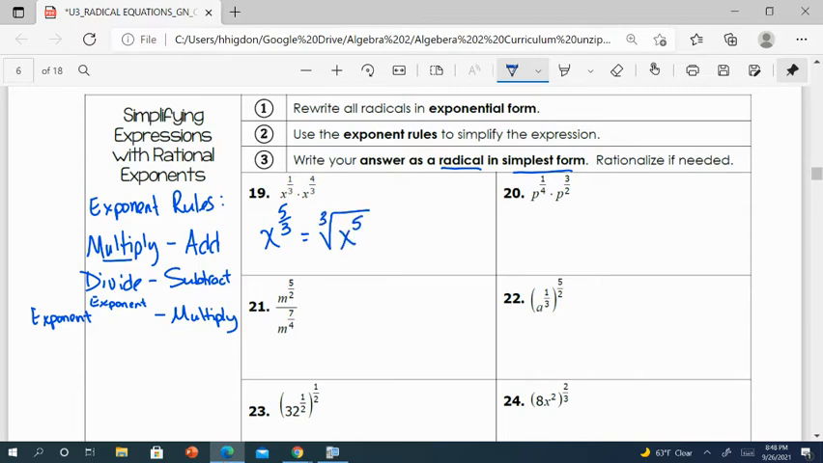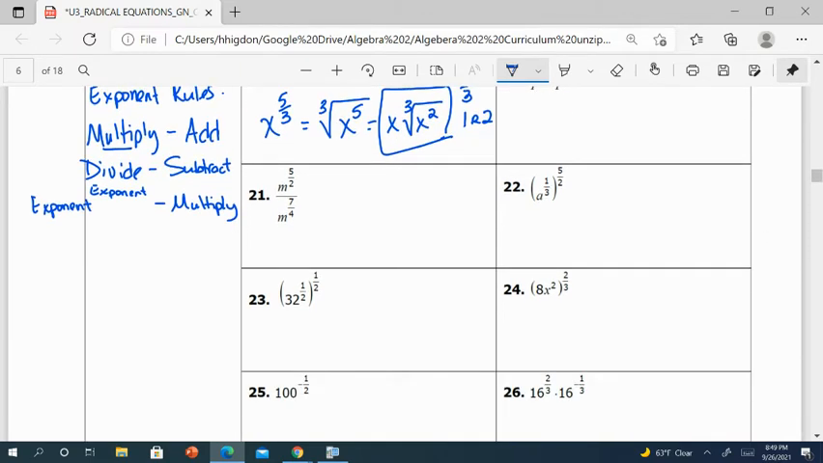Now there's more x's on the inside. They're bigger than the index. So 5 divided by 3 is going to be 1 with a remainder of 2. So this is going to become an x times the cube root of x squared. Number 20 is the same as number 19. Let's jump down to number 21.